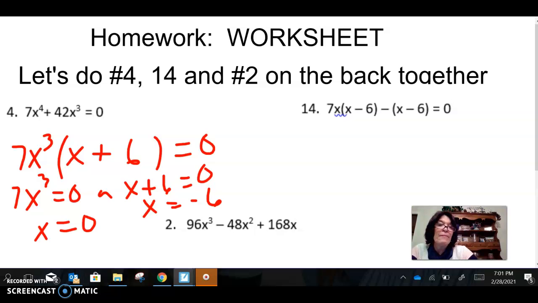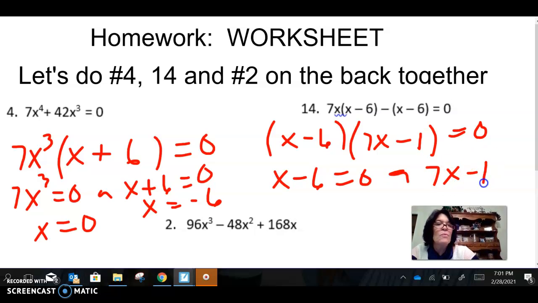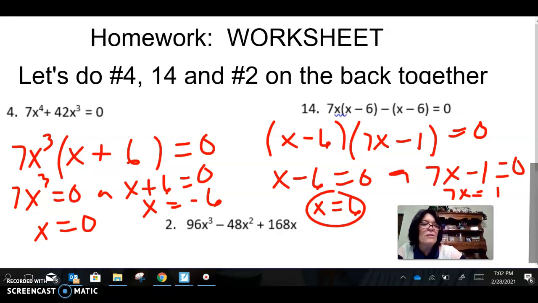Number 14, I'm going to take out an x minus 6. It's the only thing in common. I'm going to be left with a 7x minus, and this is hard. When I take x minus 6 out of x minus 6, I am left with a 1. Okay, because I need something to multiply that by. There's not a 0 left. There's a 1 there. Okay, so either x minus 6 is 0 or 7x minus 1 is 0. This means x is 6 because I'll add 6 on both sides. 7x equals 1. So x is, oh, sugars. X is 1/7.